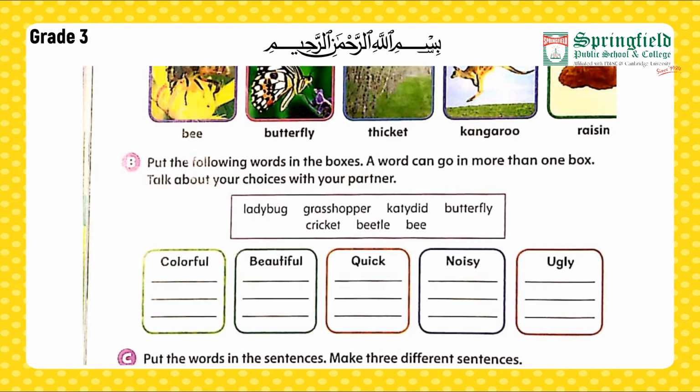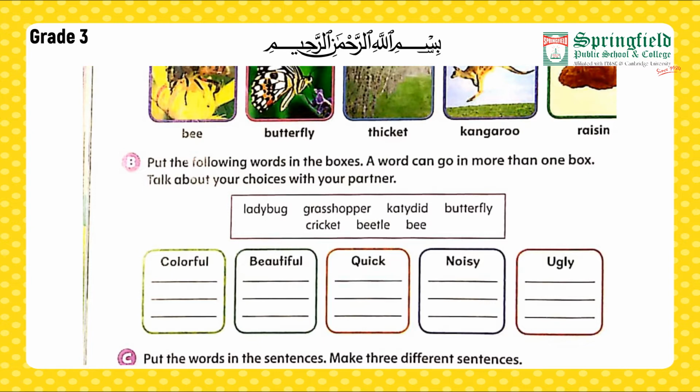Now what thing is colorful? I think butterfly is very colorful and it's beautiful too. So I am going to write butterfly beneath colorful as well as in the beautiful column. Moving forward. Now you can choose any other word. Ladybug. What do you think about ladybug? Is it colorful? I think it's very colorful and it's beautiful too. In this way, you have to fill each of the columns. You can write more than one word in a box.